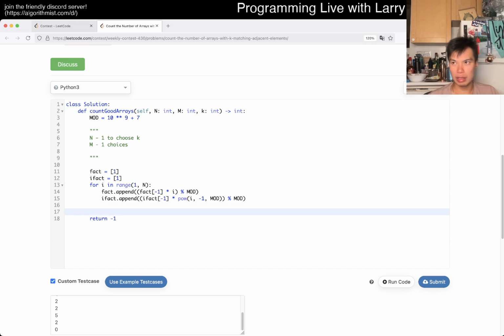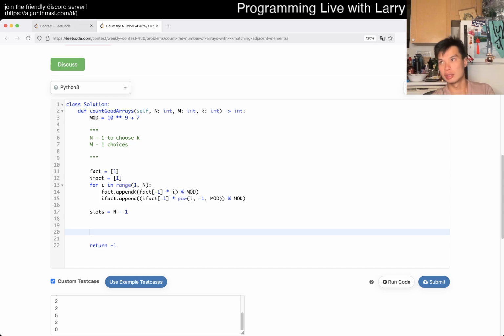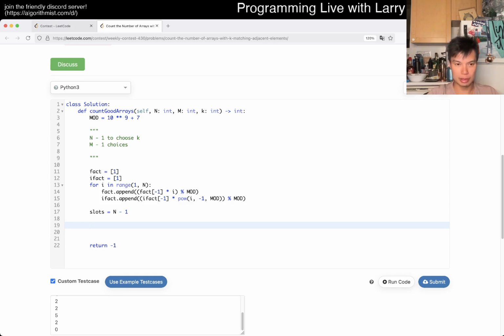So now we have slots equal to n-1, right? And now we want to choose k of them. So we have slots factorial over k factorial over slots minus k factorial. That's the number of things, and then we multiply that by m-1 choices, because it has to be any other number exactly.